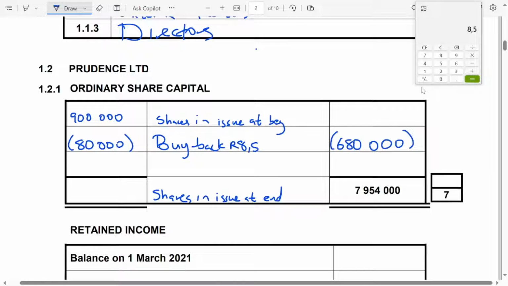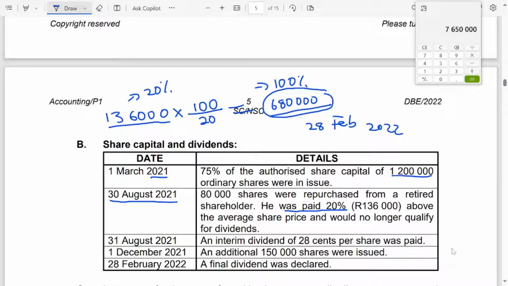Now, because we have this one, it means that now we can find the one for the beginning of the year. Because to find the average share price for the buyback of shares, if the buyback of shares were before the additional shares or the new shares, you just take its average price from the shares that are issued at the beginning of the year, meaning that their share price must be the same. So now we have the one for the beginning of the year. So 900,000 multiplied by 8.5, that is going to be 7,650,000. Right? So let's continue. On 31 August 2021, an interim dividend of 28% was paid.